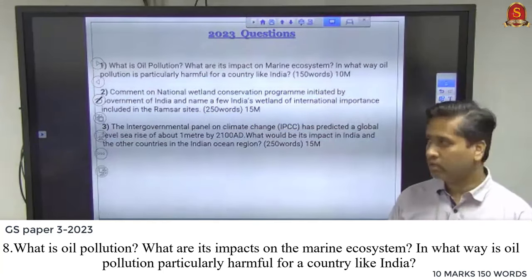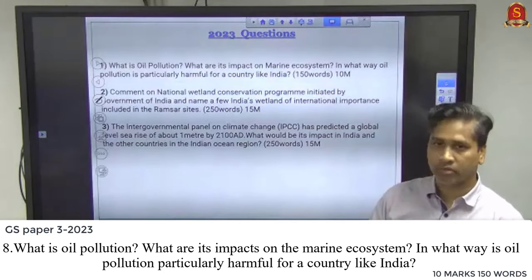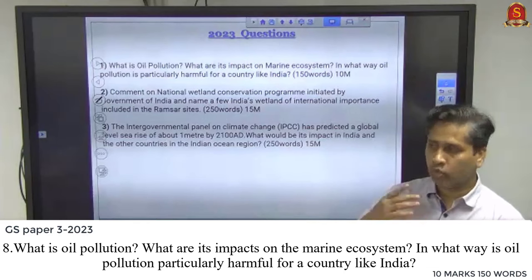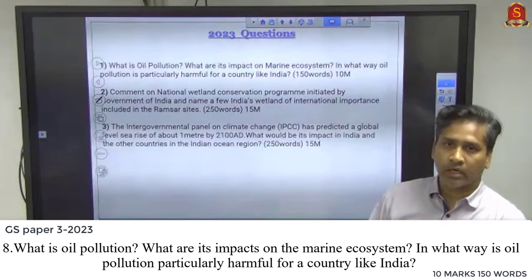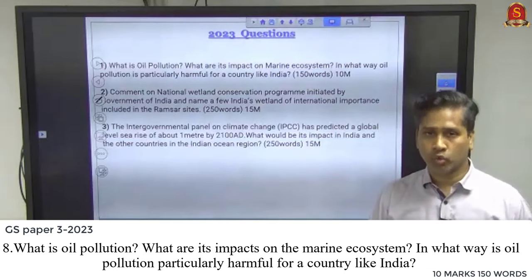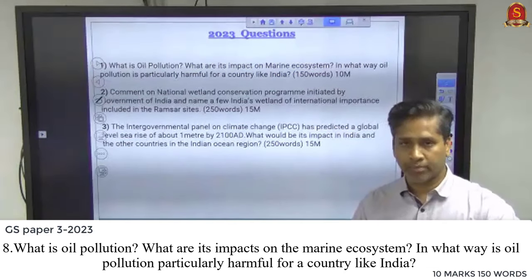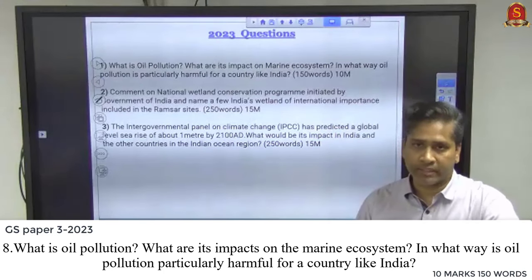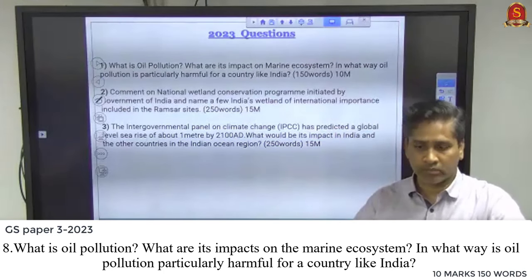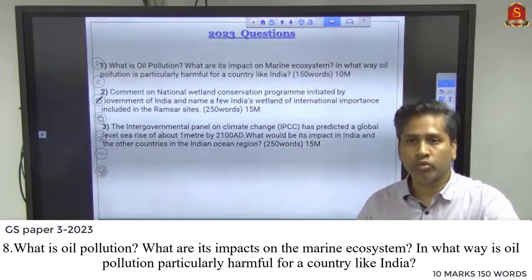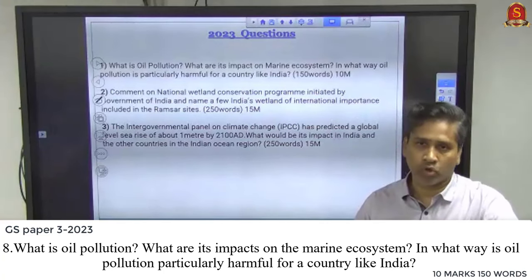So it has three parts: what is oil pollution, what is its impact on the marine ecosystem, and how it will affect India. So the first part, directly we can go to the question's first part. Oil pollution is nothing but any liquid form of oil or crude oil or petrol that is spilled on an ecosystem by human activity. Most of the time, it is from the marine, so marine oil spill, but sometimes it also includes the land oil spill that leaches into the wetlands.